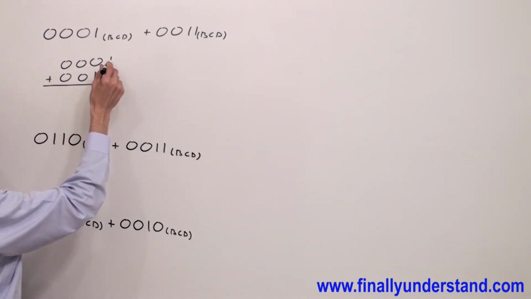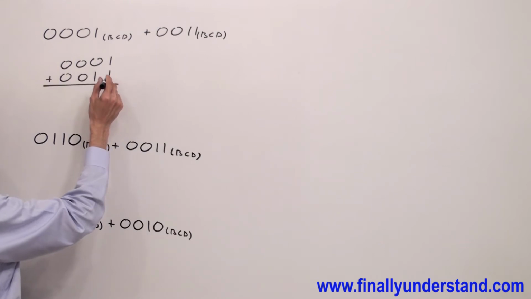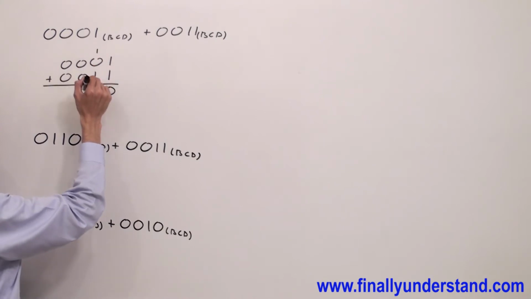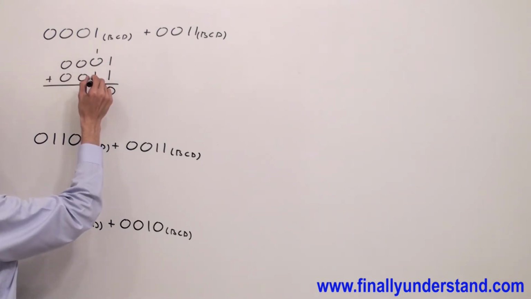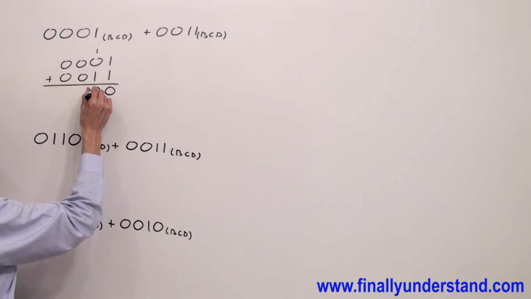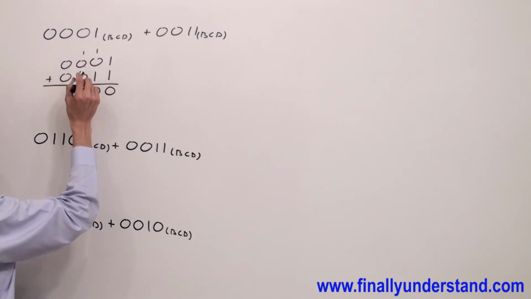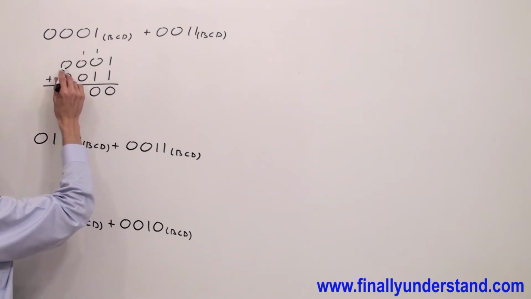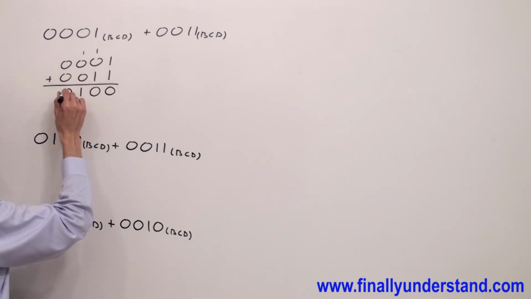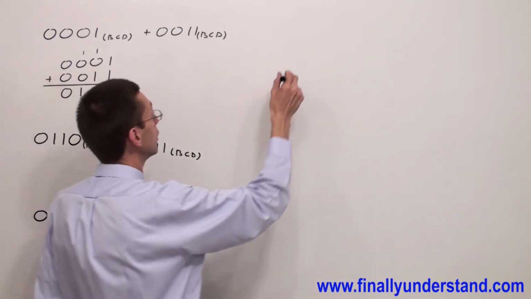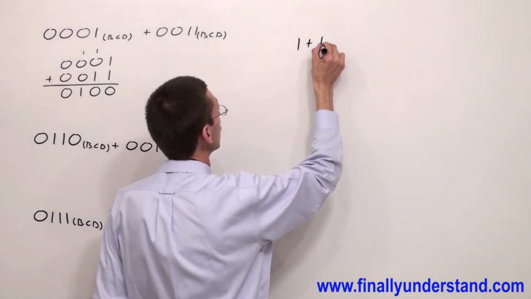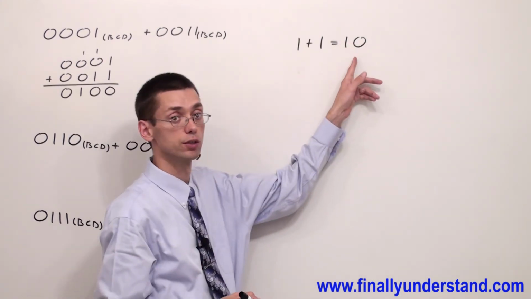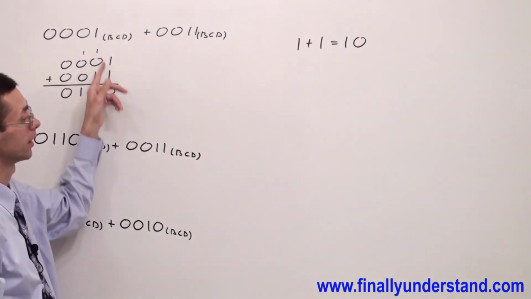So we have 1 plus 1 is equal to, I'm supposed to write 0 and carry of 1. 1 plus 1 is 2, I'm supposed to write 0 and carry of 1. 1 plus 0 is 1. 0 plus 0 gives me 0. Let me remind you, 1 plus 1 is equal binary 2, 1, 0. That's why I'm supposed to write 0 and carry of 1.